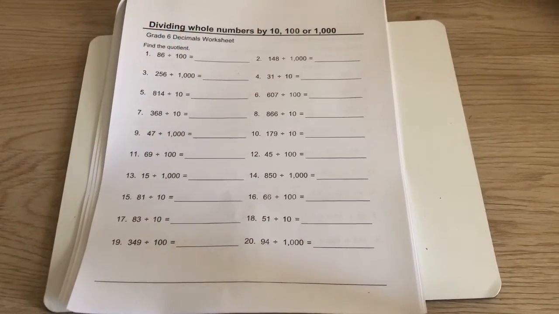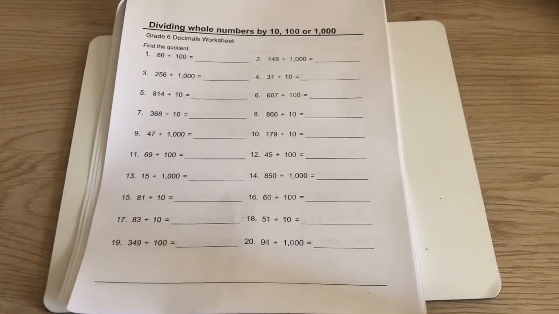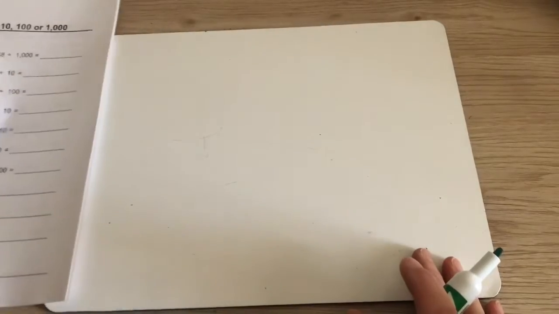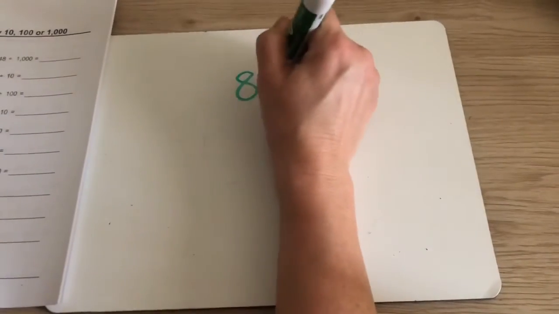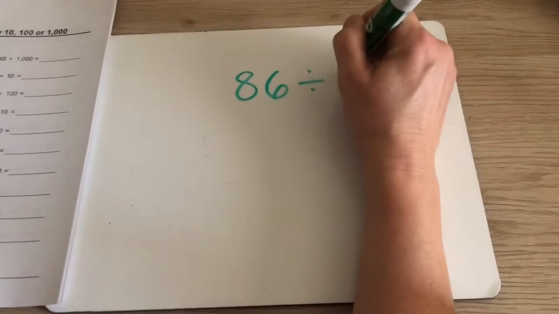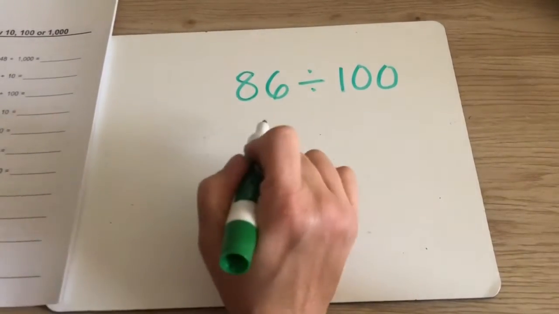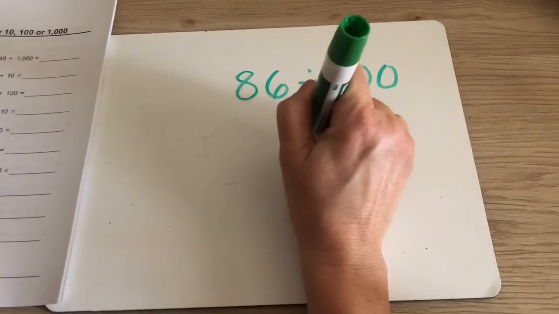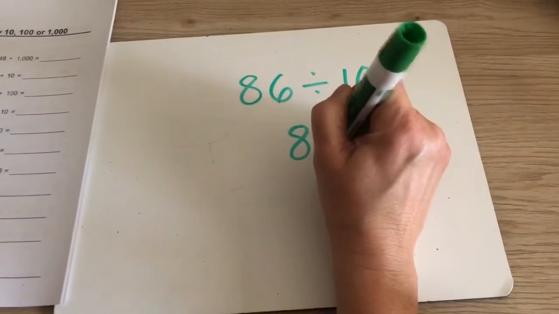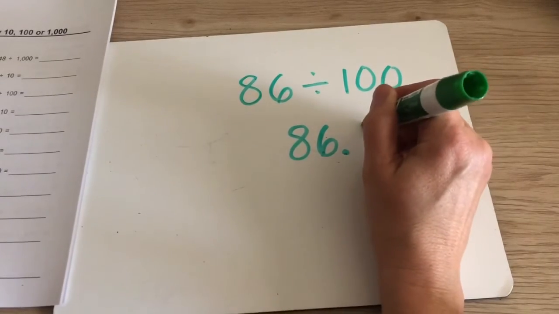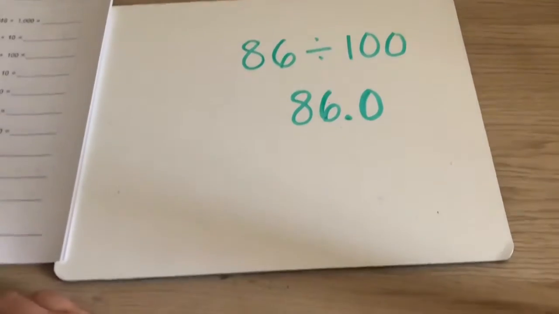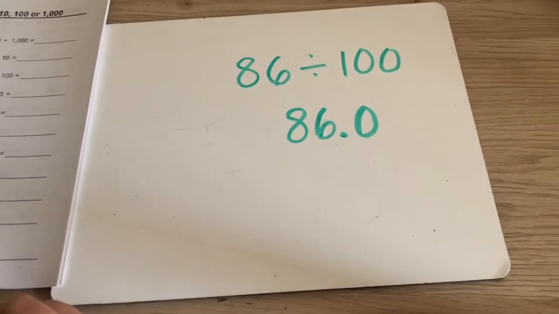Okay, today we're dividing whole numbers by 10, 100, or 1,000. So it's similar to what we were doing yesterday with multiplying decimals by 10, 100, or 1,000. So I'm going to work the first problem. We have 86 divided by 100. Remember that at the end of every whole number, there's this invisible decimal point. So what we really have is this number here. And so this is another move the decimal point problem.